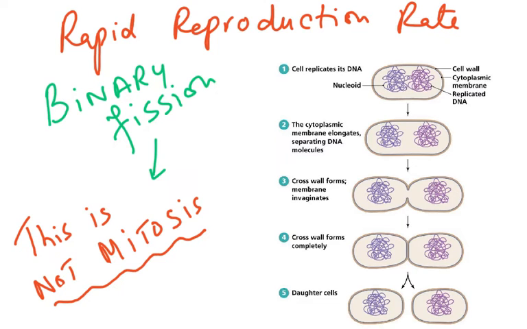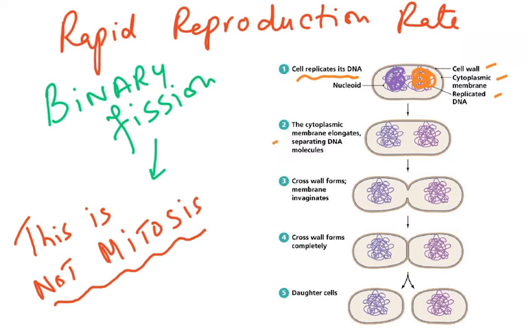Now, this is binary fission. What happens in binary fission? The cell replicates its DNA first. This was the original DNA. Now, a copy of that DNA has been made. So the cell replicates its DNA. There is a cell wall in bacteria, there's a cytoplasmic membrane, and there's a replicated DNA.